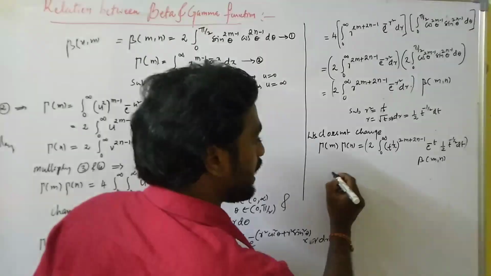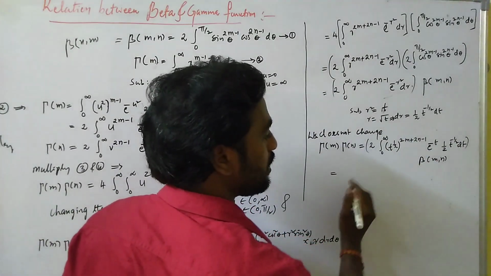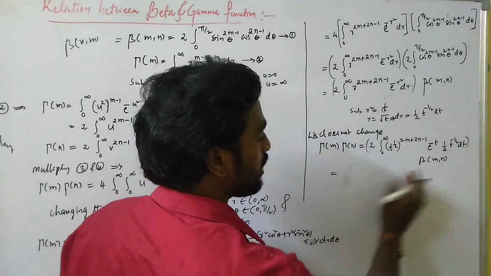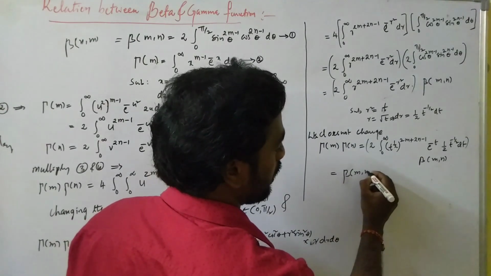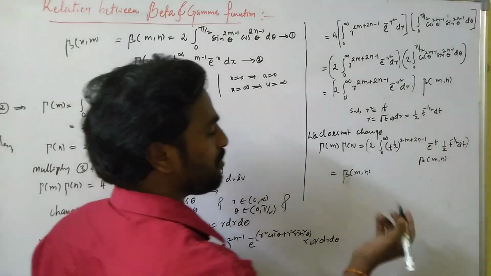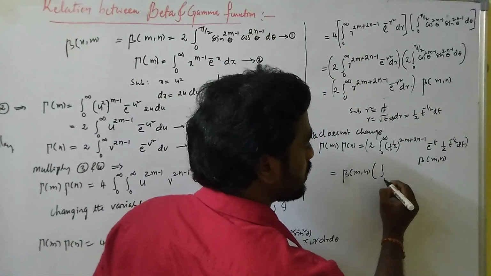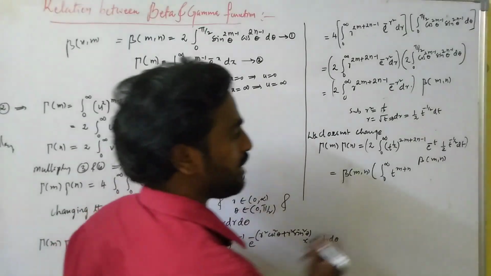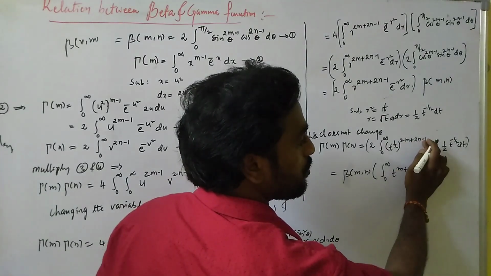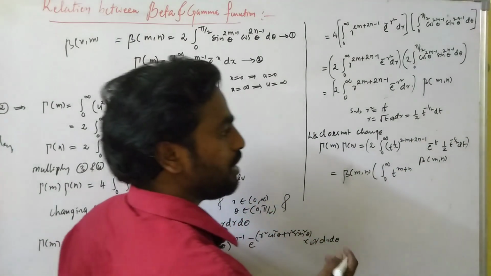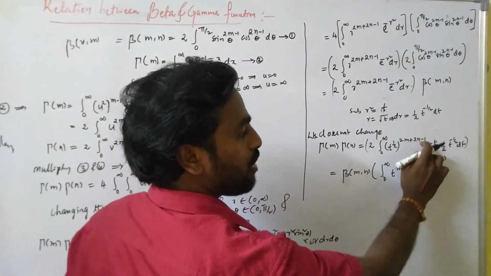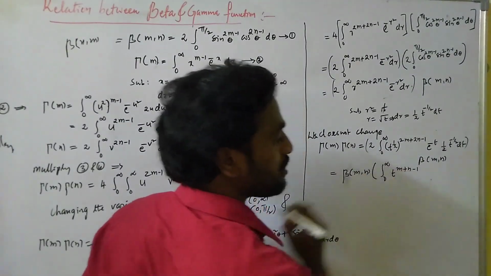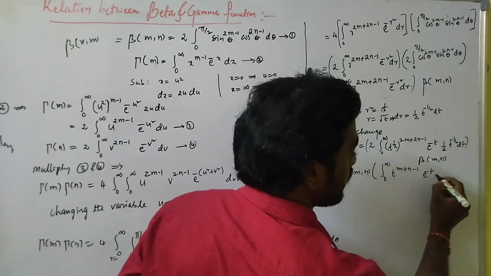So finally, the 2 will be cancelled. Next, integral 0 to infinity. First of all, I want to write the beta function, beta of m comma n. The 2 will be cancelled. Integral 0 to infinity t to the power of m plus n, here 2 minus 1, here minus 1 by 2, here the denominator is 1 by 2, so 1 by 2 and 1 by 2 will be cancelled. Here minus 1 by 2, here minus 1 by 2, finally you get minus 1. Next e power minus t dt.